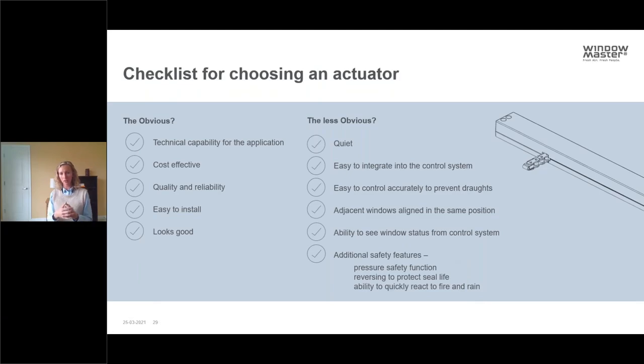And then there's also things like having a pressure safety function, like a reversing technology. Do you want that in the actuators? Items to also help prevent damage to the seal of the actual window, the gasket. And you also want a capability to retract from fire and rain. So lots of things to think about, but also something for you to consult further with when you're talking to a representative.